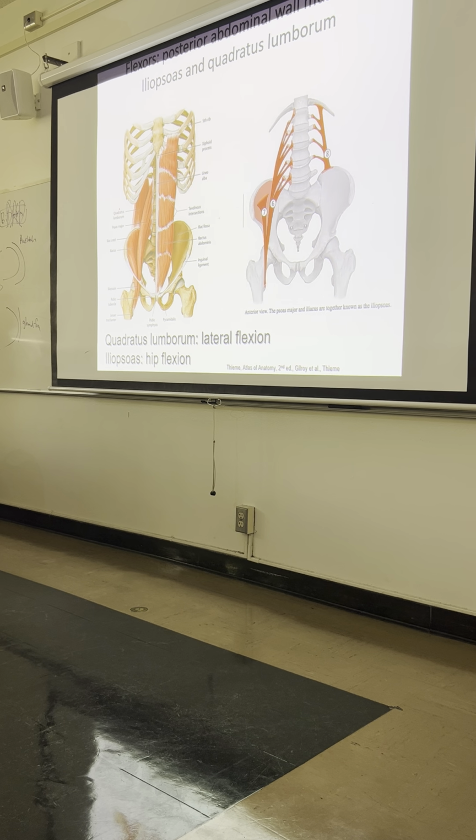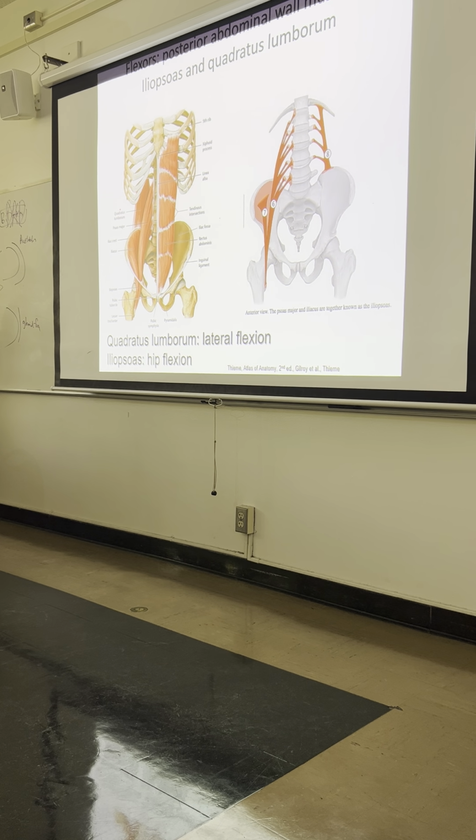Iliopsoas, powerful flexor. Of course, because we want to be precise in our terminology, just like at the neck, you can have flexion, but you can also have lateral flexion. At the hip joint, you can have flexion thanks to iliopsoas, but you can also have lateral flexion. Any of you in yoga do these moves a lot. Thanks to quadratus lumborum, which is a muscle running off the iliac crest.